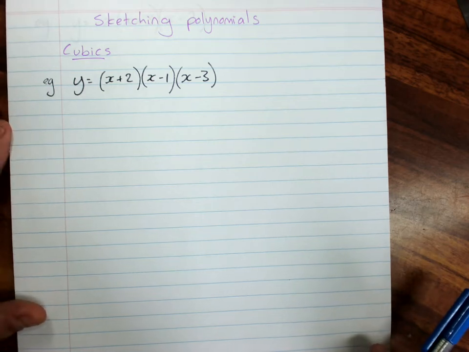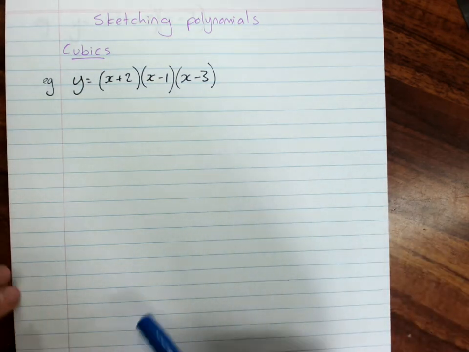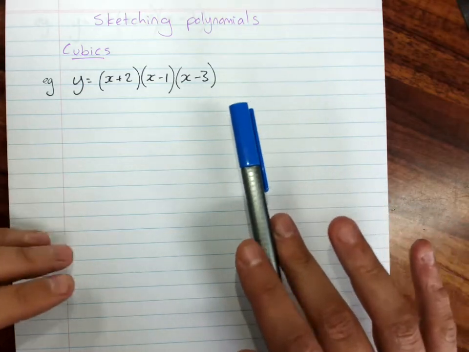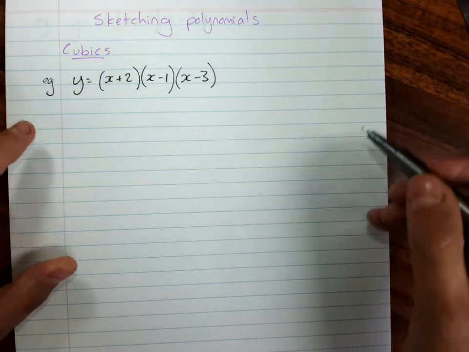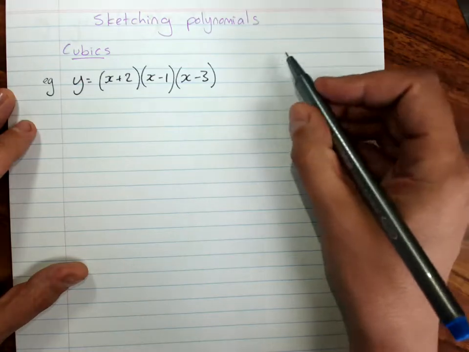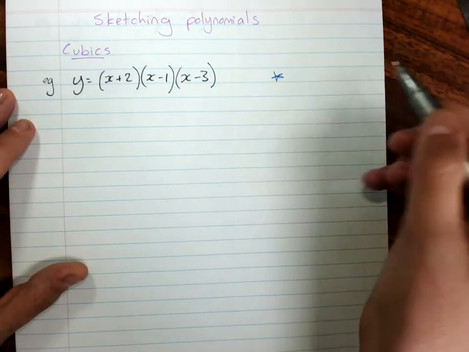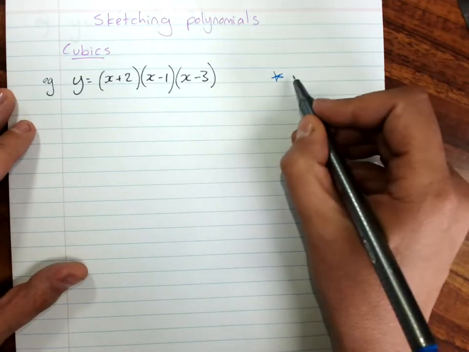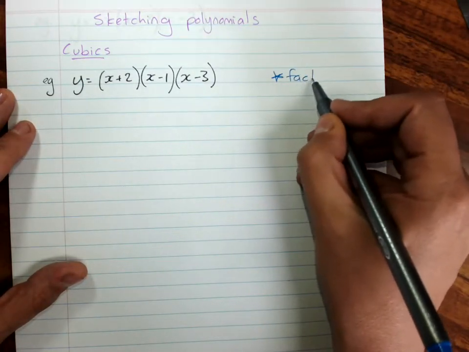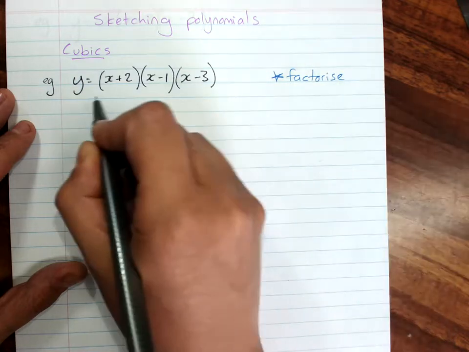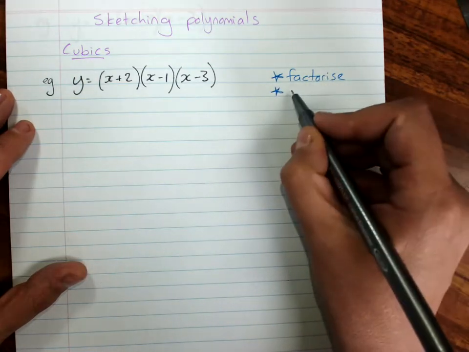Sketching polynomials, we are looking at cubics. In order to sketch a cubic, you need to identify the up to 3 x-intercepts by using the null factor law. If you haven't factorized first, then you would factorize. This has been factorized for us.